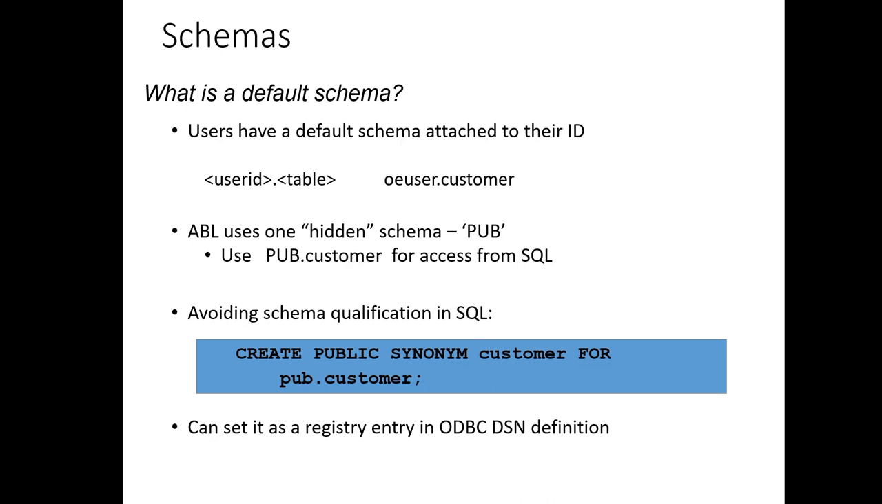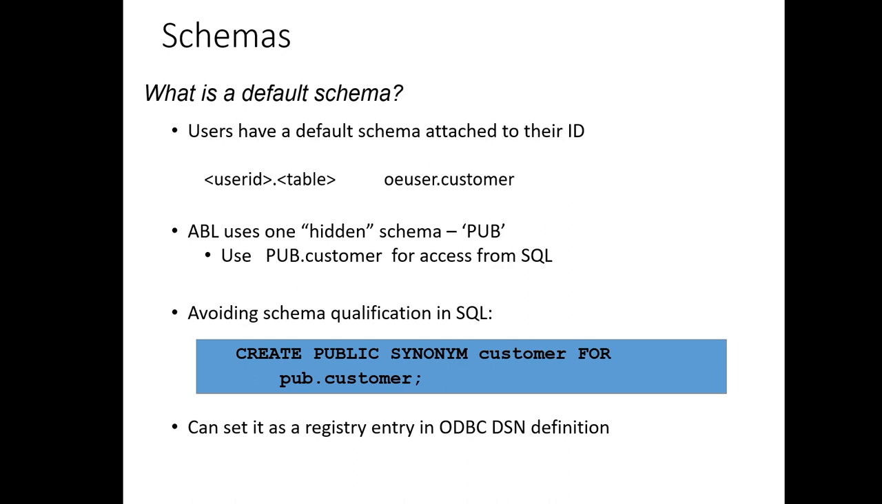So the default schema in Progress is pub. If I log in as sysprogress or as a DBA, and I haven't created any extra schemas, then I can access everything as pub.tablename and be able to access all of the data. ABL uses a hidden pub. So if we say pub.customer, we can access it through SQL.